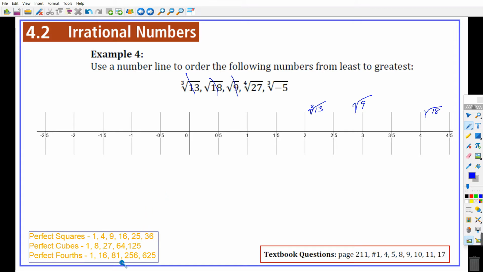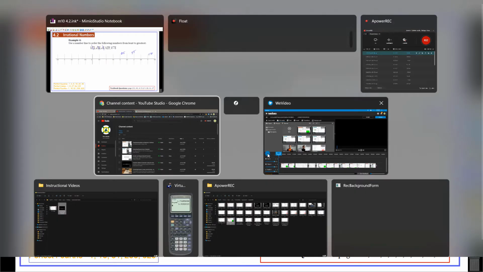Fourth root of 27. If we're looking at perfect fourths, we jump from 16 all the way to 81. 16 is 2 exponent 4, and 81 is 3 exponent 4. So it's going to be pretty close to 2. Now we've got to determine whether it is bigger than or less than the cube root of 13. That's going to be pretty tough to do by estimating, because they're very close in value. We know they're both close to 2. So you may want to use a calculator for this, even though we were trying to avoid it.